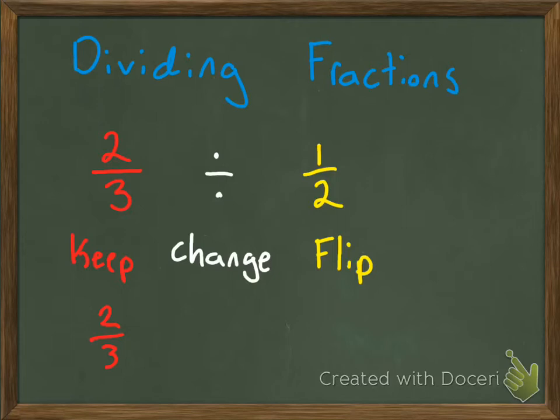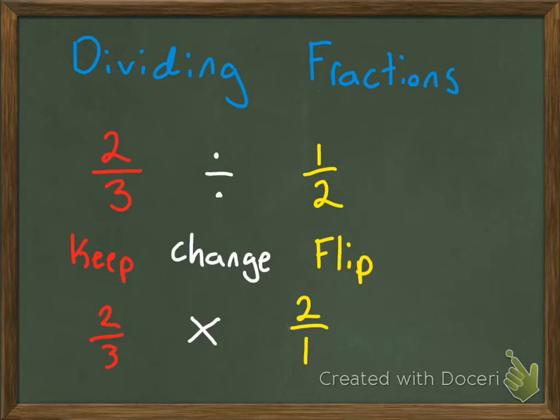Change is we're going to take the division symbol and change it to a multiplication symbol. Now you can't just change division to multiplication without doing something else, and that something else is flip. And we did this in the previous lesson, finding the reciprocal where we flip the fraction over. So you're going to flip 1/2 to say 2/1. So 2/3 divided by 1/2 is the same as 2/3 times 2/1.